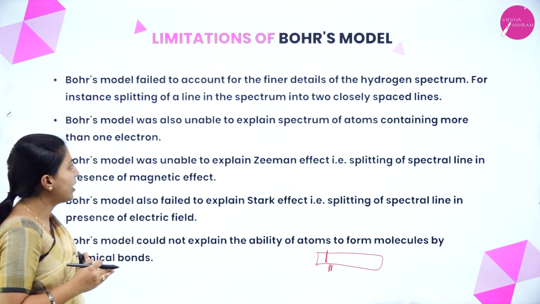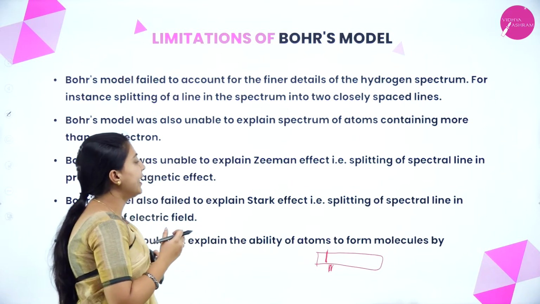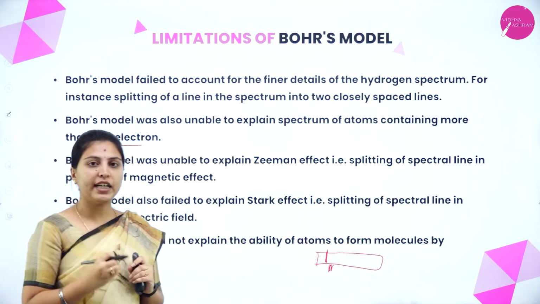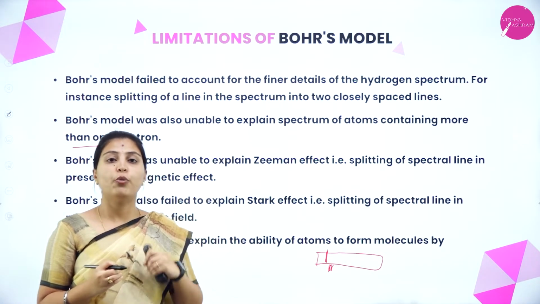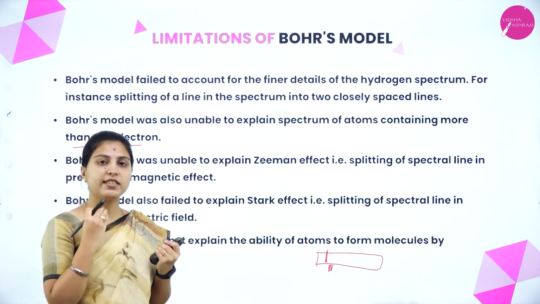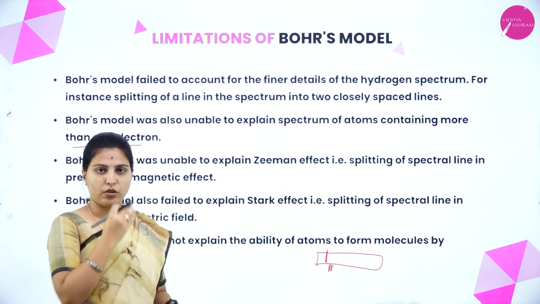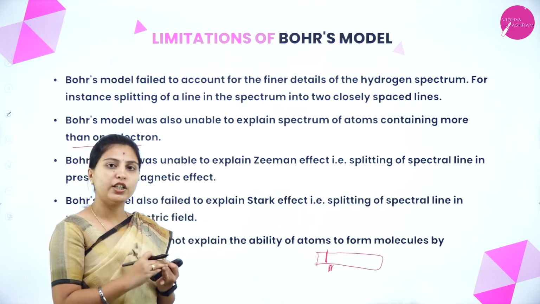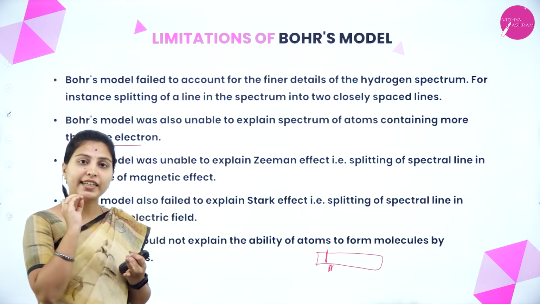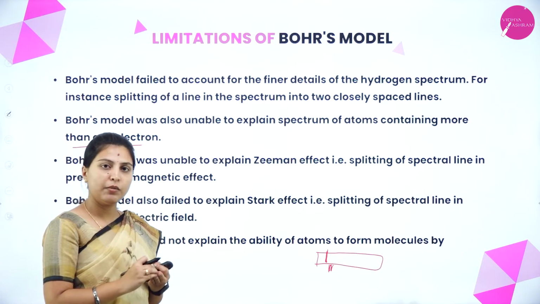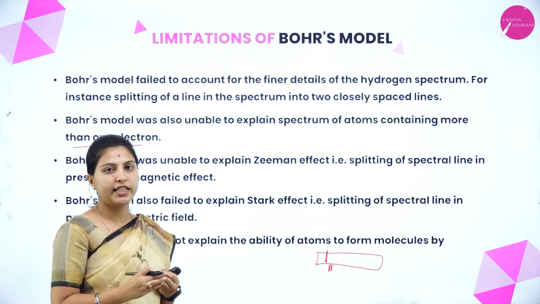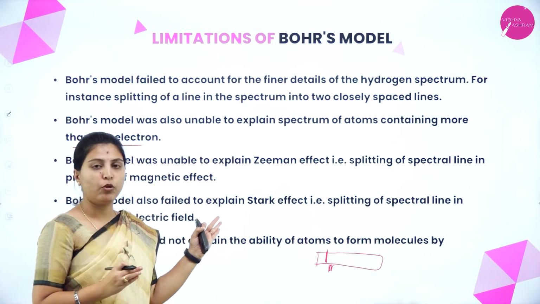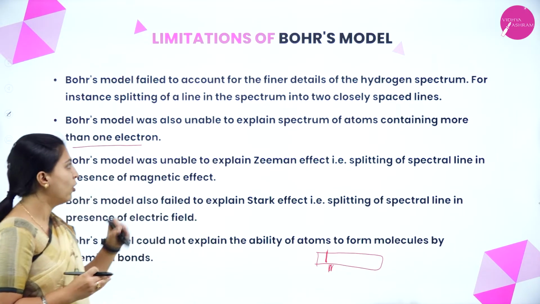Bohr model was also unable to explain the spectrum of atoms containing more than one electron. See, why has he always taken hydrogen? It contains only one electron. With more than one electron, he could not explain his whole theory. Hydrogen he took and he explained. He plus, helium plus, that he also explained because it contains one electron. Again lithium also, when it contains one electron, he explained. Like that, only with one electron he explained. With more than one electron, he could not explain his whole theory.